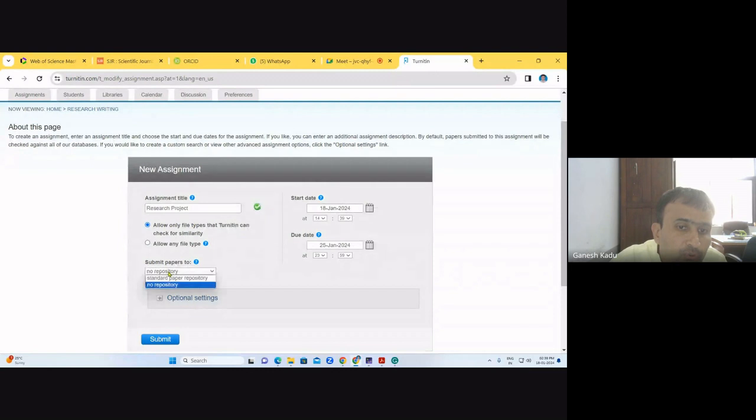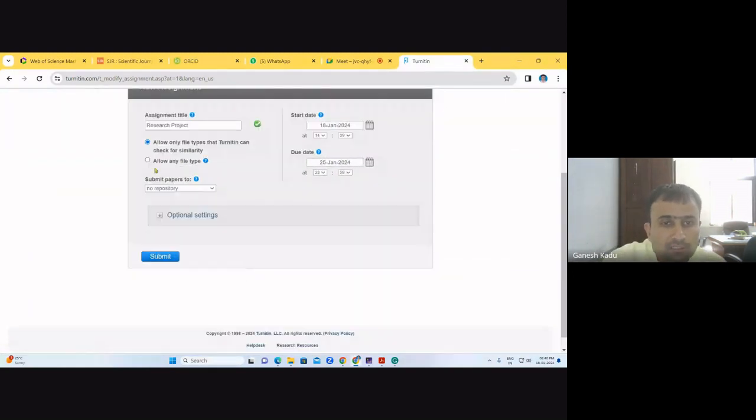Then submit papers to standard paper repository or no repository. I suggest that if you are writing a paper and you have not communicated it to any journal, you have not put it on arXiv, for example, then you set this to no repository, because once it gets into the repository, it can show a self-match. That is also one of the papers for it. If you do the plagiarism check again, then it might show some similarity with the same paper. So you better set it to no repository.